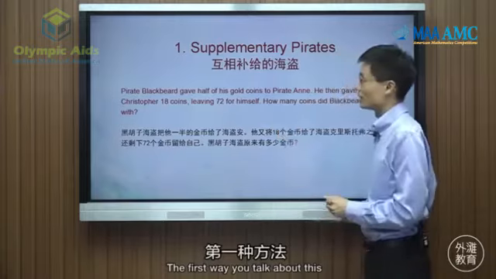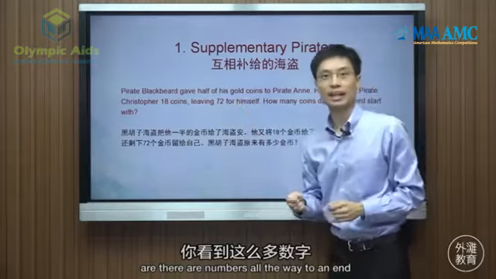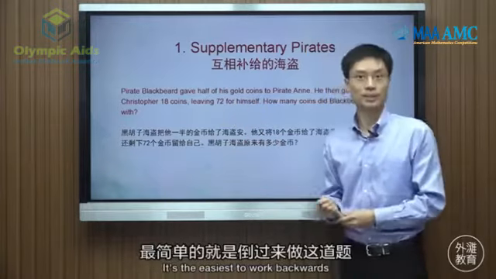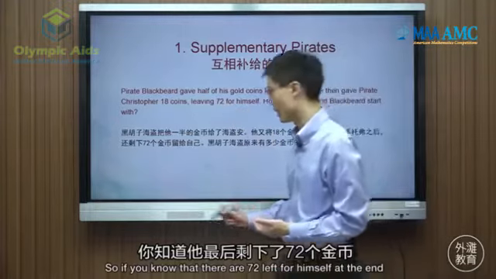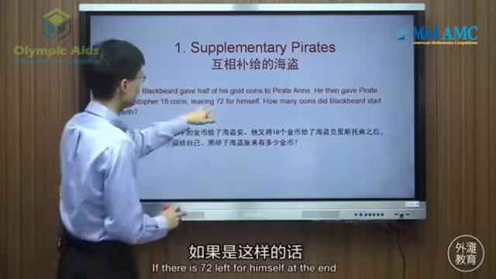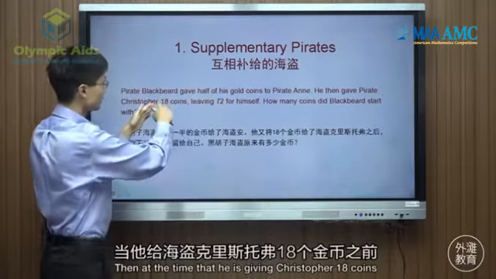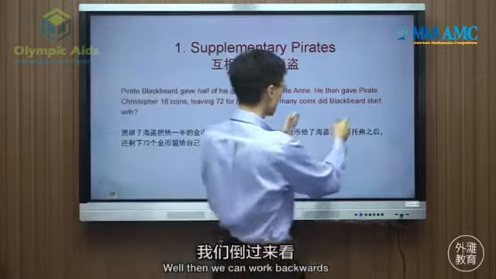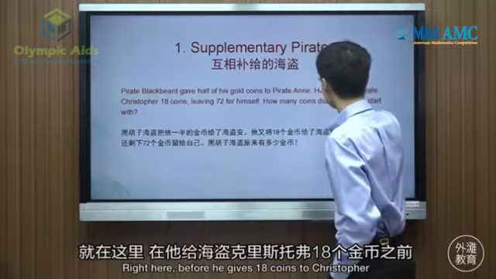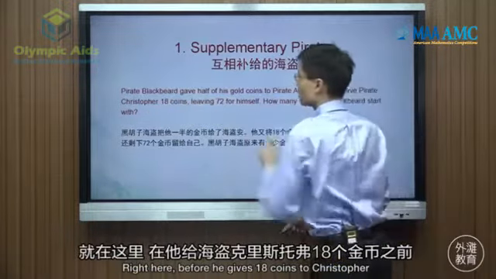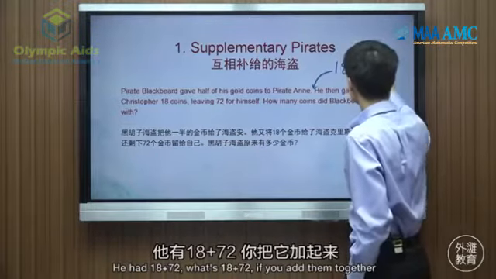The first way to talk about this: when you see a question like this, and there are numbers all the way to the end, it's easiest to work backwards. So if you know that there are 72 left for himself at the end, then at the time that he gives Christopher 18 coins, we can work backwards. Right here, before he gave 18 coins to Christopher, how many coins did he have? He had 18 plus 72.